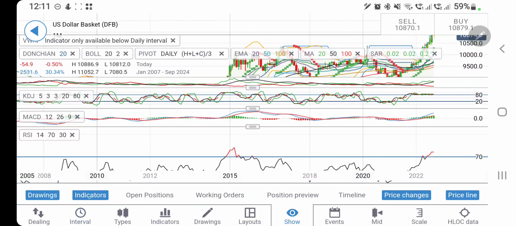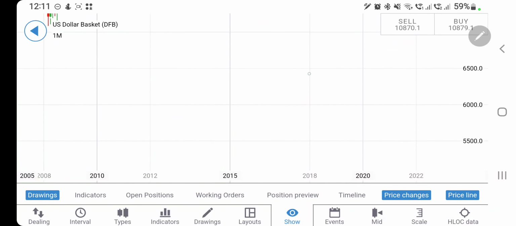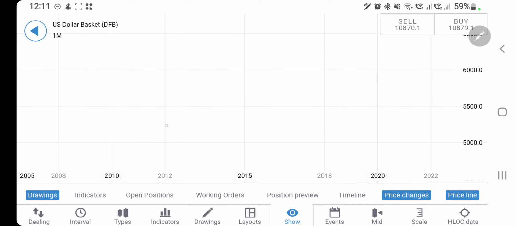Now considering this, let me give you the trading levels strategy and forecast for next week. You should watch out for these levels.